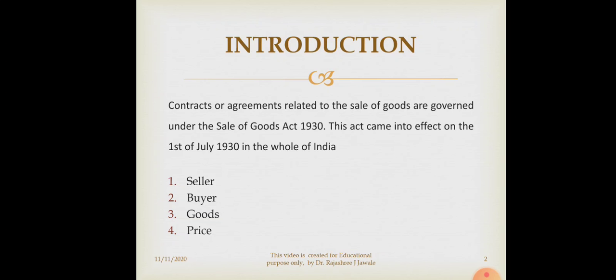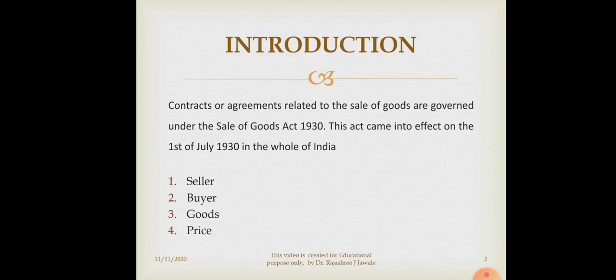Now we'll see the example of an agreement to sale. Suppose A agrees to sell his scooter to B on 1st February for rupees 10,000, after 1 month, that is, on 1st January. This is an agreement to sale. Here A agrees to transfer ownership or property in the scooter in the future. So this is the agreement to sale.